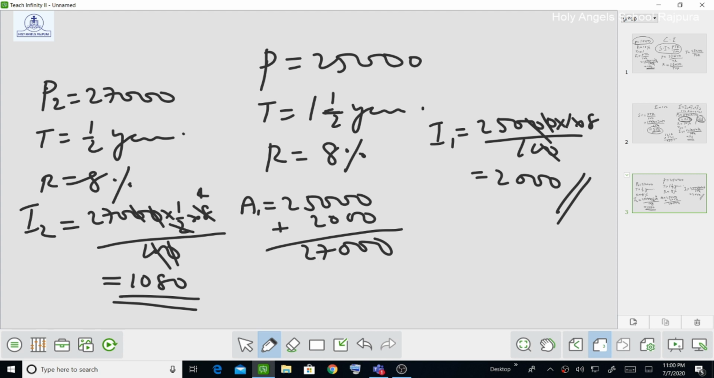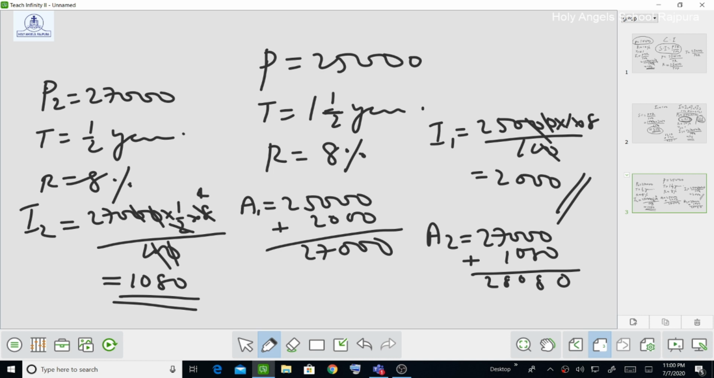Now the question is, find the amount and the compound interest. Amount means the amount at the end of the second year. That is A2, equal to 27,000 plus 1080, that is 28,080. So now we have the amount after 1.5 years.